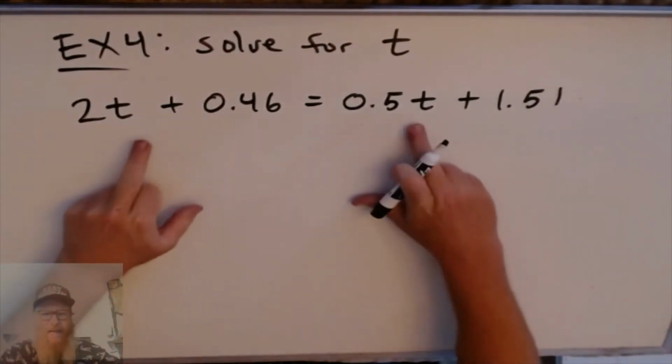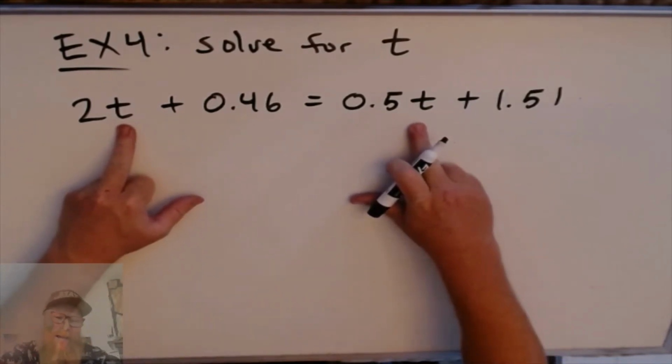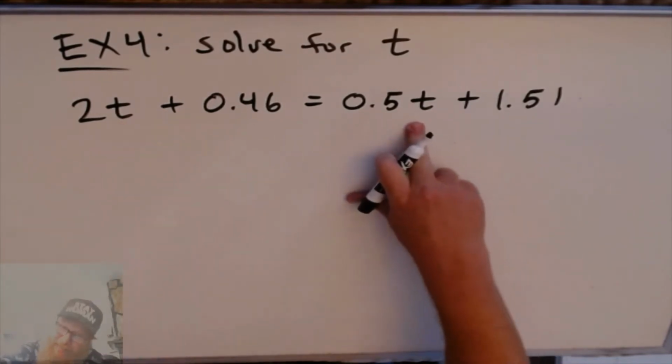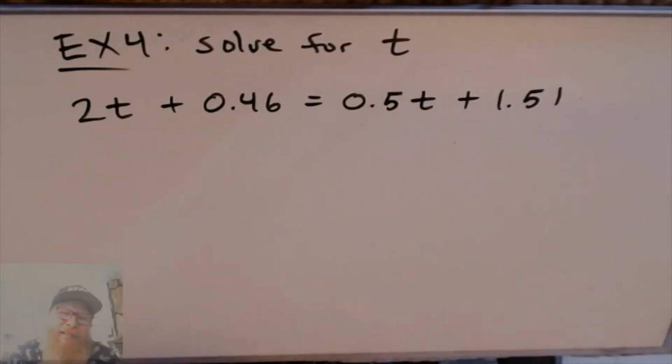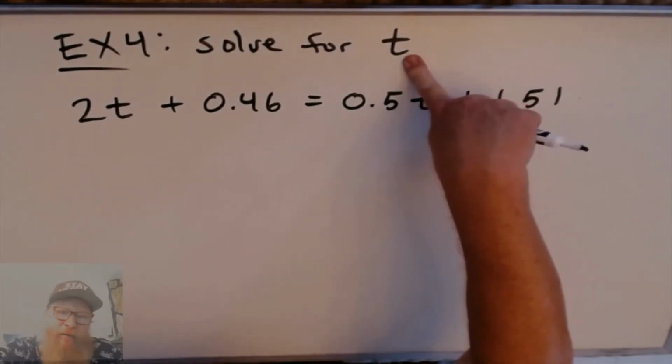The variable's t. T is a very common letter that we use in mathematics, especially when we get into the next section, so I'm kind of peeking into the next section. We'll start doing word problems. I often use t when I'm talking about time. It just makes a better variable than x.